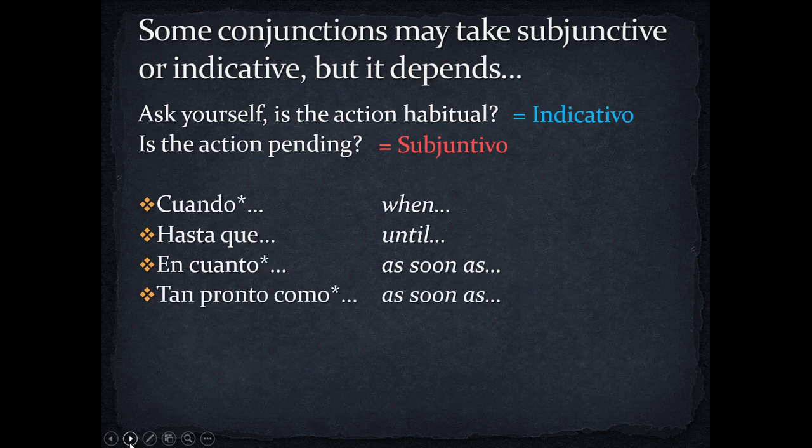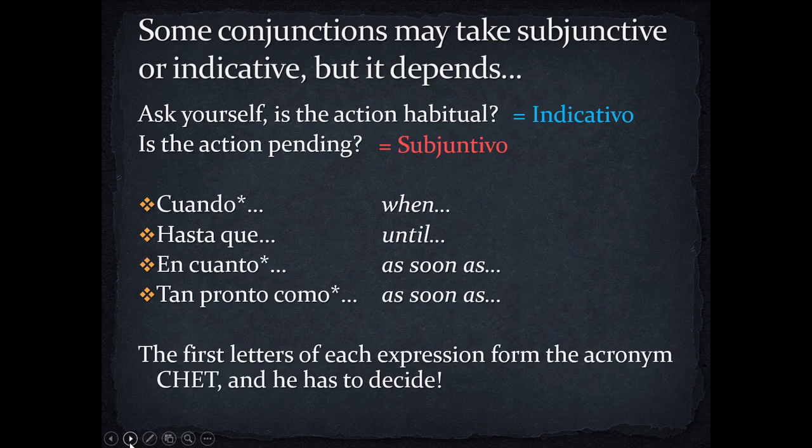And we have another expression that means as soon as, tan pronto como. Tan pronto como. And both of these expressions are used interchangeably for as soon as. You can use either one you want, and neither of them take the word que. Now, the first letter of each expression together form the acronym CHET. And just remember this guy, he has to decide. What does CHET have to do? He has to decide whether he's going to use subjunctive or not, depending on whether the action is habitual, which will be indicative, or is the action being referred to pending, in which case it would be subjunctive.